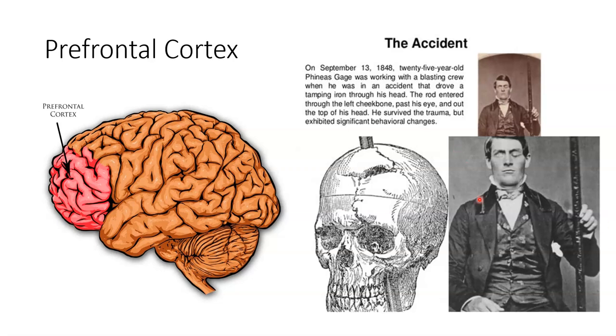They did remove the rod later on, and this is his picture holding that rod that went through his prefrontal cortex and then through his orbit.